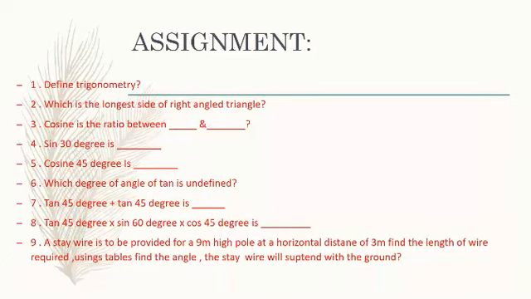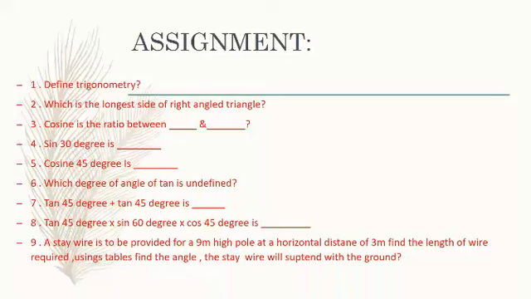Second question is which is the longest side of a right angle triangle? I stressed this many times. You have to name only the side which is longest. Third question, cosine is the ratio between dash and dash. Cosine is the ratio between two sides actually. You have to name two sides. Fourth question is sine 30 degree is dash. What is the value of sine 30 degree? That you have to write.